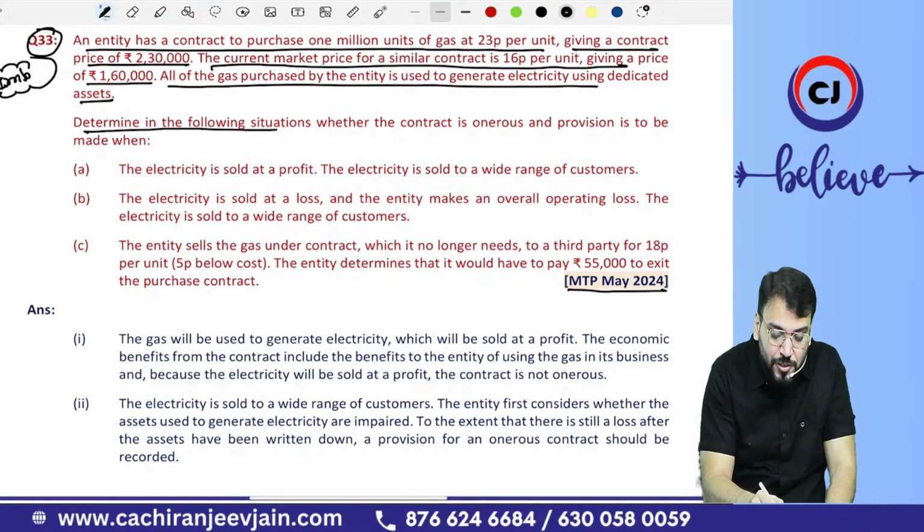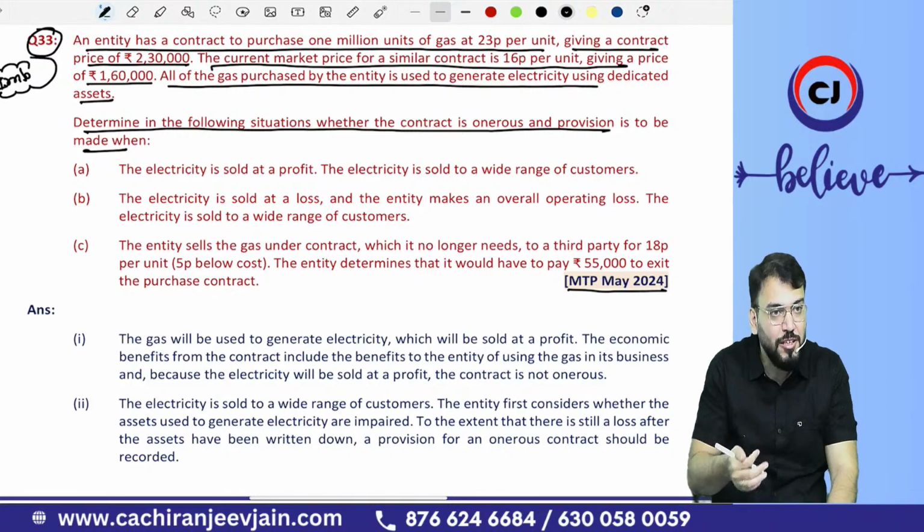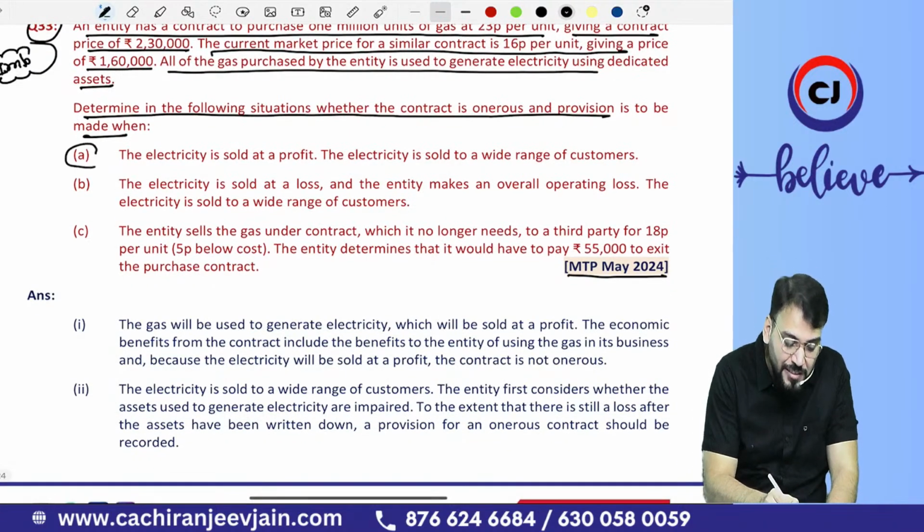Determine under the following situations whether the contract is onerous and whether a provision is required or not. They are given three situations, case 1, 2, 3. Let us do case A.